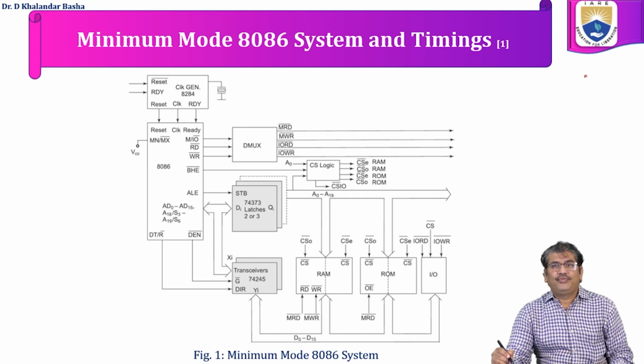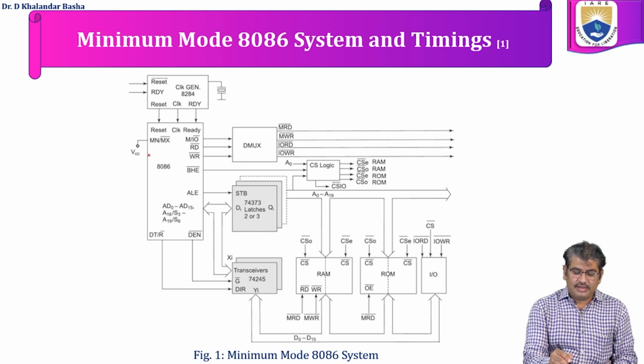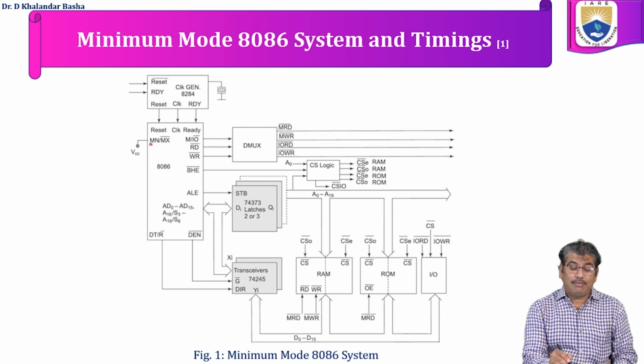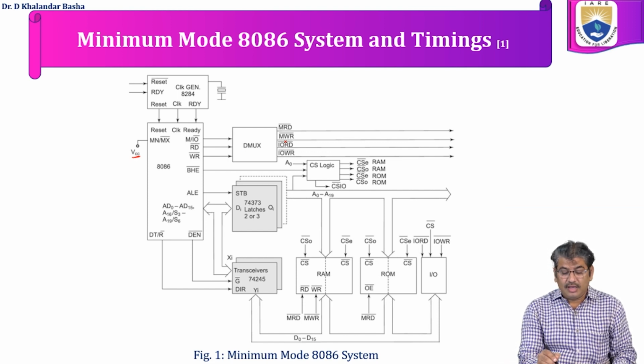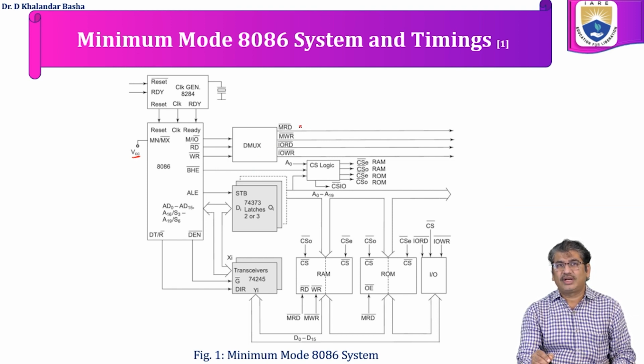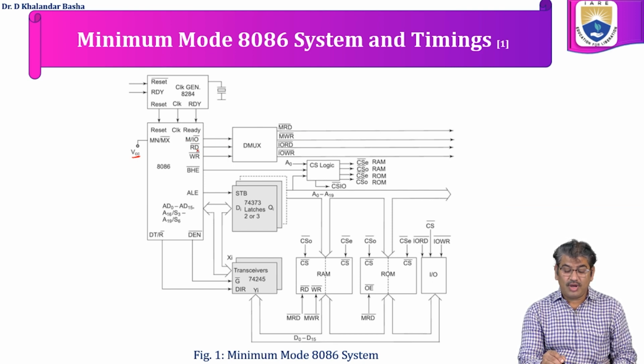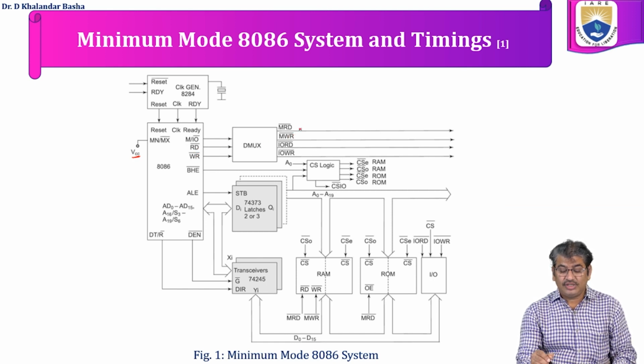The block diagram for minimum mode of 8086 is shown in figure 1. Here, the 8086 processor's MN/MX bar is connected to VCC, which makes the processor operate in minimum mode. Here we have a demultiplexer, which generates the various control signals for read and write operations for memory and I/O devices by taking the inputs M/IO bar, read bar and write bar. By making use of these three signals, it generates the four control signals required for read and write for memory and I/O.